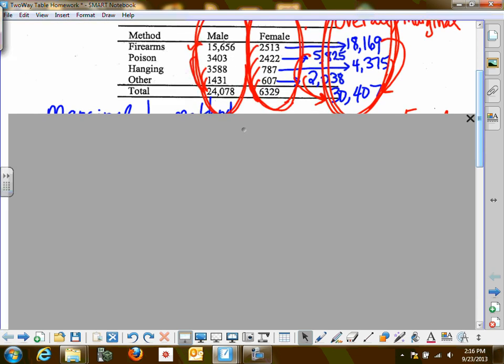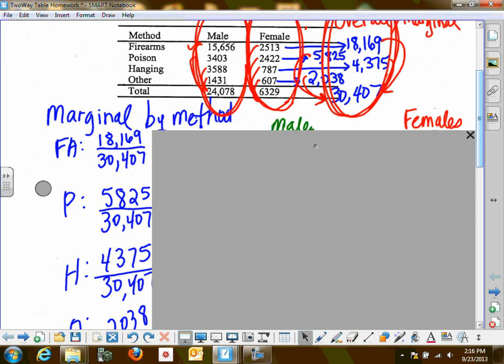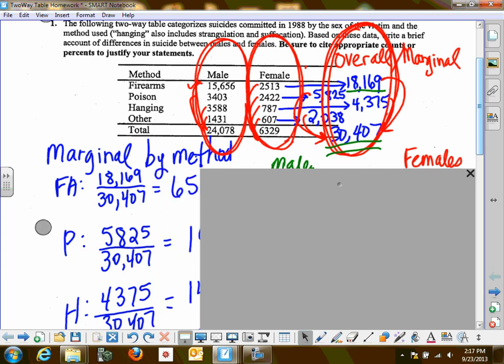Okay, the first thing I did was the marginal. This is marginal by method. You're going to write these down. The way I got marginal by method is by the total for firearm out of the total for the whole everything. And that percent is 65%.